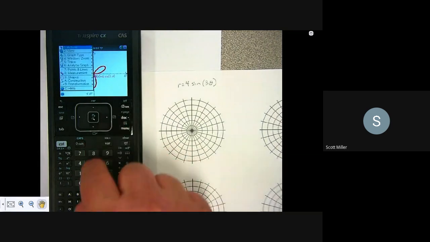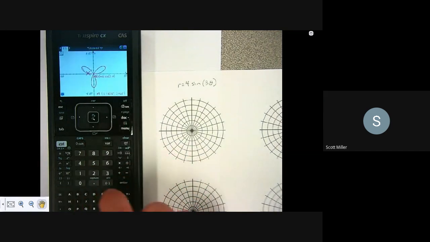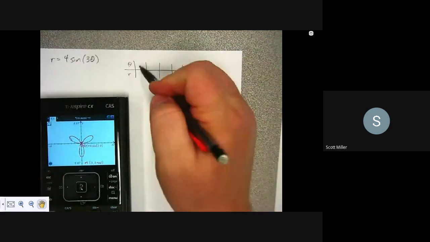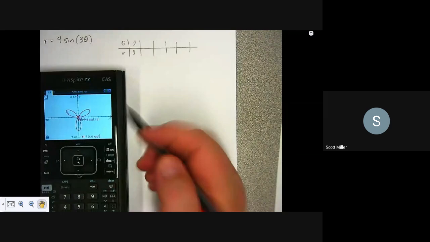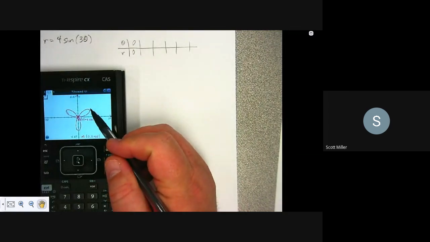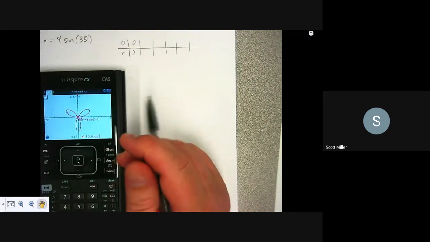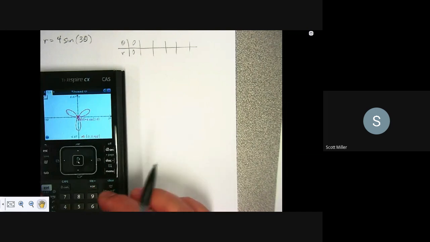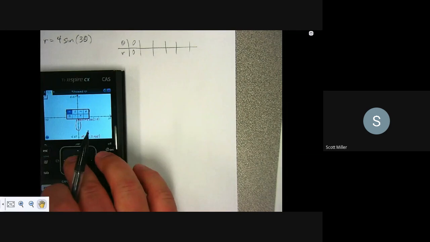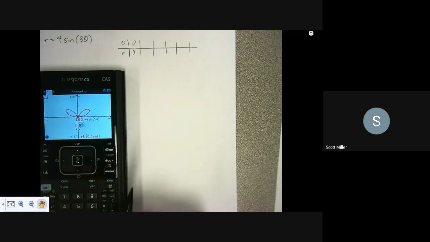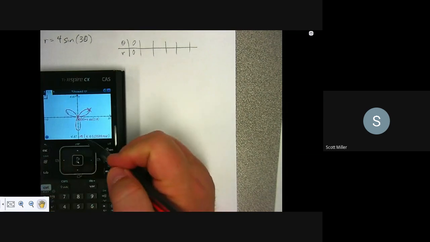Go to menu, go to trace, the graph, and start at angle 0. At 0, I have 0. So at 0, I'm at 0. Okay? The next angle I want to do, remember, I'm trying to find that endpoint out there. So where would that be? The next angle on the unit circle is pi over 6. So we can just type in pi divided by 6. Pi divided by 6. And sure enough, that gives me that endpoint, which is at 4.